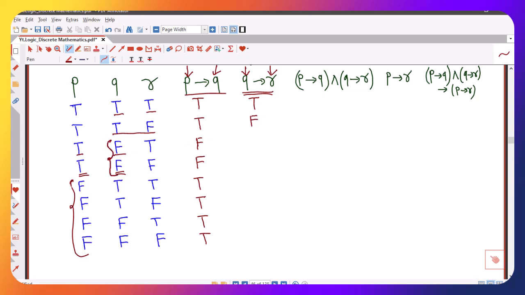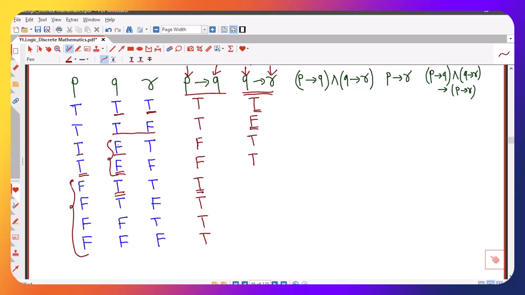If the first statement is false, then we can directly write down the truth value for the implication as T. Here this is true and this is also true. Here we have to write for q and r, so let me check again. Q and r is true. If q is true and r is false, so therefore this is correct.